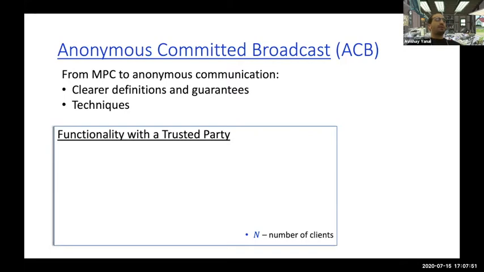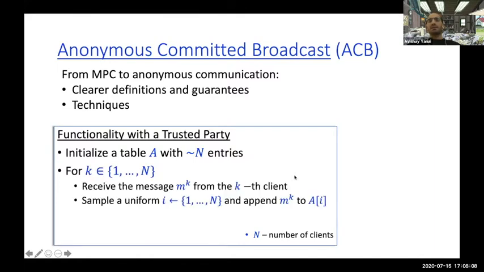We do this by first looking at the functionality when run using a trusted party. First, we denote the number of clients by capital N. Then the trusted party initializes an empty table with N entries, and each client sends a message to the trusted party, and the trusted party appends it to a random entry in the table. Finally, the trusted party shuffles each entry in the table and opens all the content of the entire table. Here the table is A.